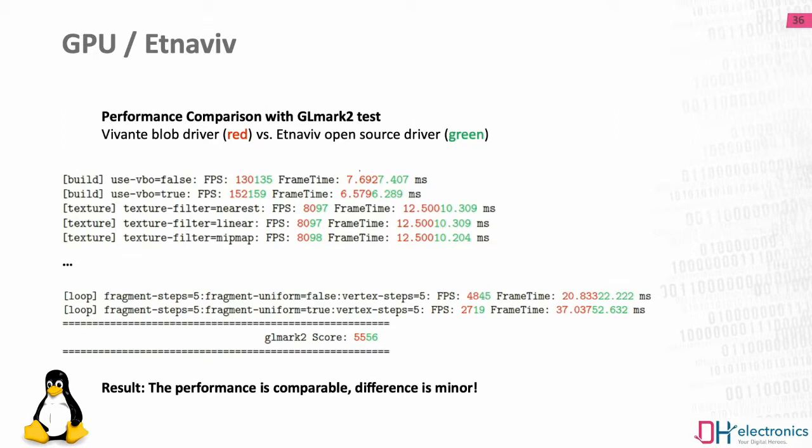Normally, I would assume that the original Vivante binary driver brings better performance than an open source driver. But this is wrong. We ran the GLMark2 test with both drivers and the result is that the performance is 100% comparable. So you have no performance disadvantages if you use the open source Etnaviv driver.